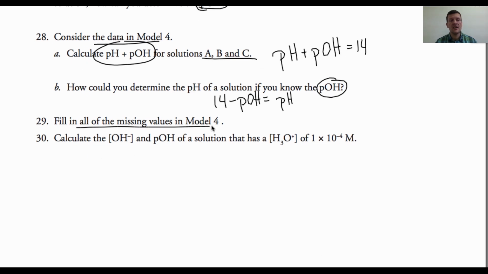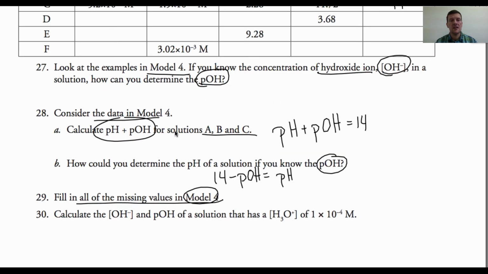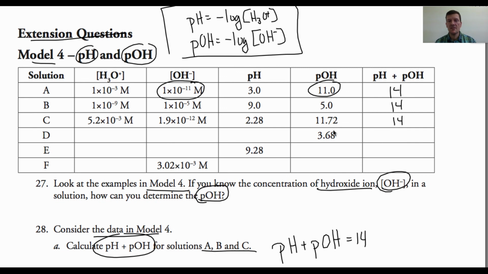Fill in all the missing values from Model 4, and if we do that, we have here, given one of these, and this is interesting, all you have to do is be given one of these and we should be able to find the other three.